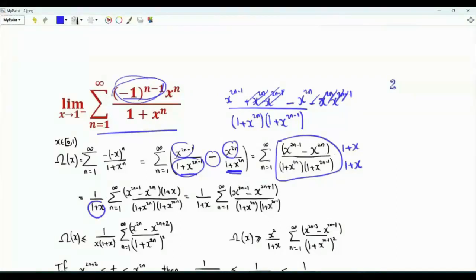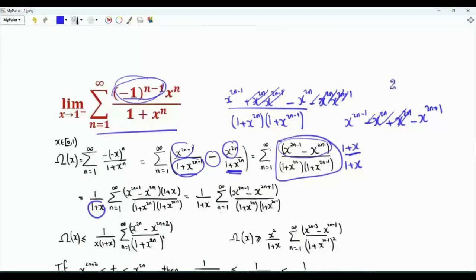Here is 1 plus x in the denominator. When we multiply these two terms by 1 plus x, we get x to the 2n minus 1 minus x to the 2n plus x to the 2n minus x to the 2n plus 1. These two terms go away. In the numerator, we are left with x to the 2n minus 1 minus x to the 2n plus 1.